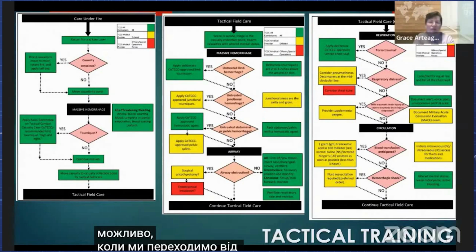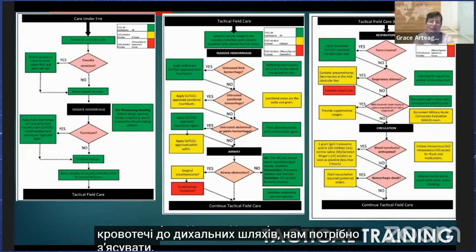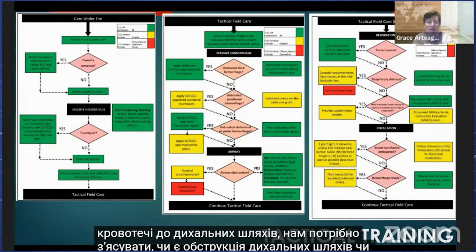As we move on from controlling hemorrhage to the airway, we need to find out if the airway is obstructed or not.